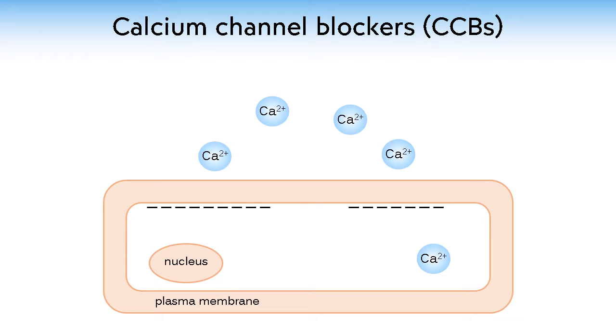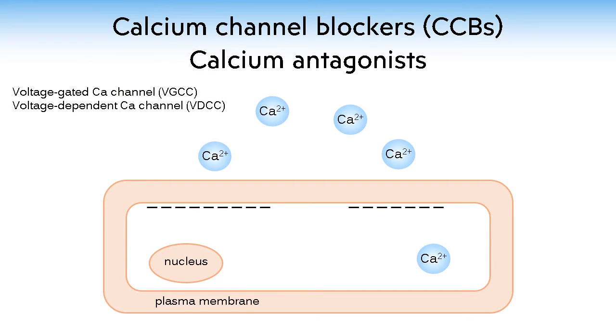Calcium channel blockers, often abbreviated to CCBs, are also known as calcium antagonists. As their name suggests, they are a group of drugs that block the flow of calcium ions through calcium-selective ion channels. They specifically target voltage-gated calcium channels, often abbreviated as VGCC, although the channels can also be called voltage-dependent calcium channels and abbreviated as VDCC. A voltage-gated channel is a large protein molecule that spans the cell membrane and has a channel or pore running through its centre, which can open and close in response to a change in membrane potential.